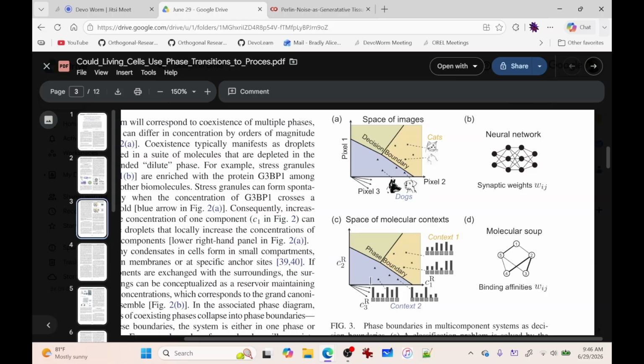Now, the same kind of holds true for the molecular soup, as they call it. The molecular soup is also a network, but instead of using synaptic weights, it uses binding affinities. And it's the same weight matrix, Wij. You see that there are these phase boundaries instead of decision boundaries, where you have these canonical ensembles in different parts of the space, and they're in different phases. The phase boundary forms from where they're distributed in equilibrium, and then as they move around, they cross these phase boundaries, triggering a phase transition.